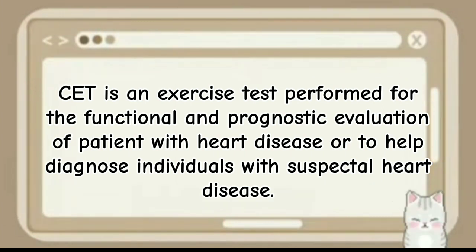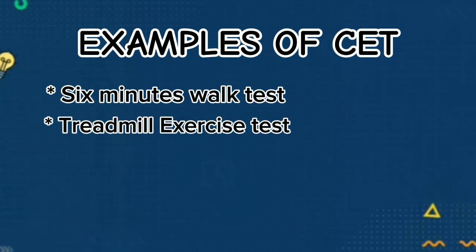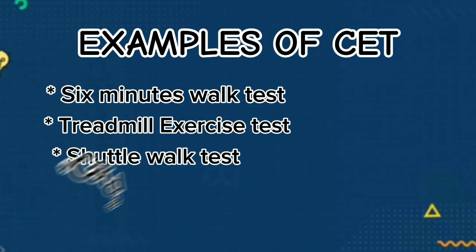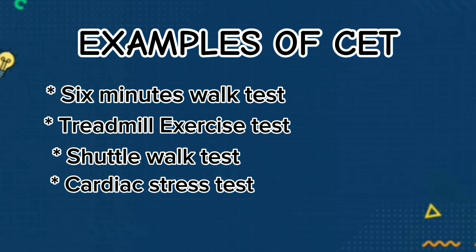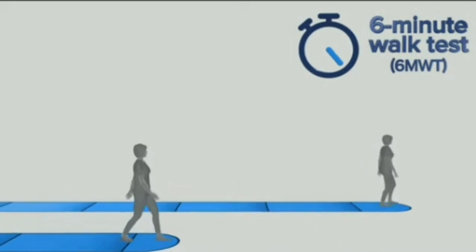Clinical exercise testing is increasingly gaining importance in clinical medicine by helping the clinician to objectively evaluate the physiological functions. The results help to predict the outcome and mortality in different circumstances. Here are some examples of clinical exercise testing: 6 minutes walk test, treadmill exercise test, shuttle walk test, and cardiac stress test. 6 minutes walk test.